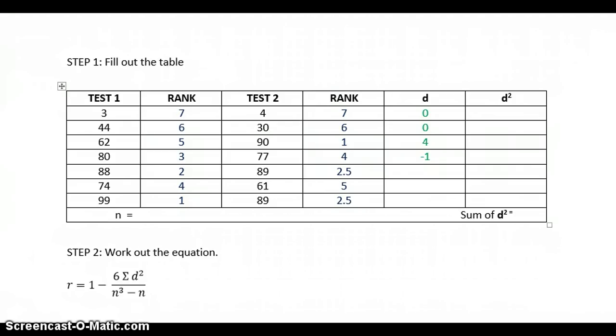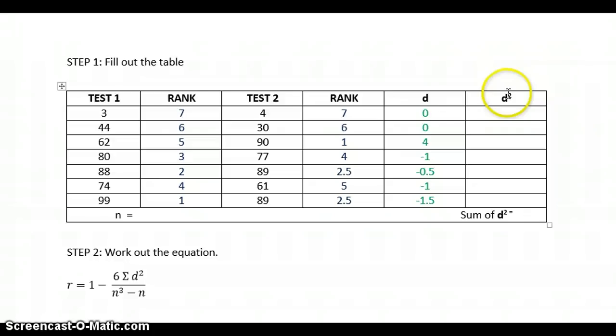2 minus 2.5 is minus 0.5. 4 minus 5 is minus 1. And 1 minus 2.5 is minus 1.5.